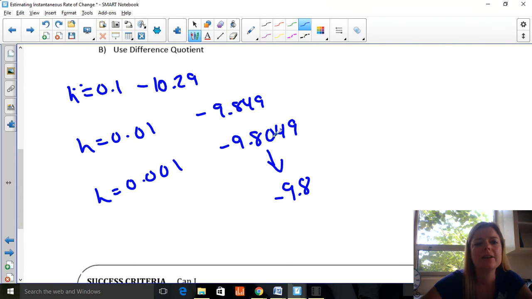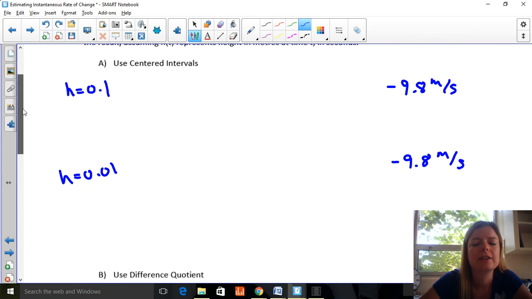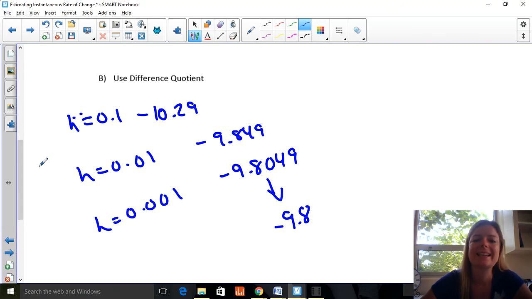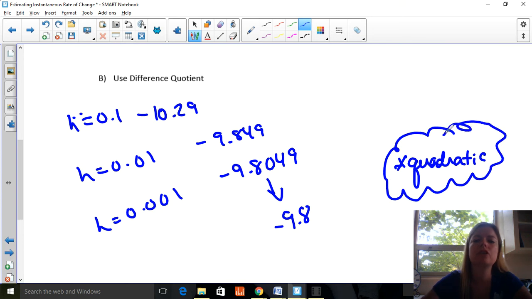I'd like you to think about visually why the centered interval is giving you the exact right answer both times, whereas the difference quotient isn't. And I'll give you a hint. It has to do with the fact that this is a quadratic function. So think about that and remind me to talk about it tomorrow, and I can show you on GeoGebra why that makes sense.